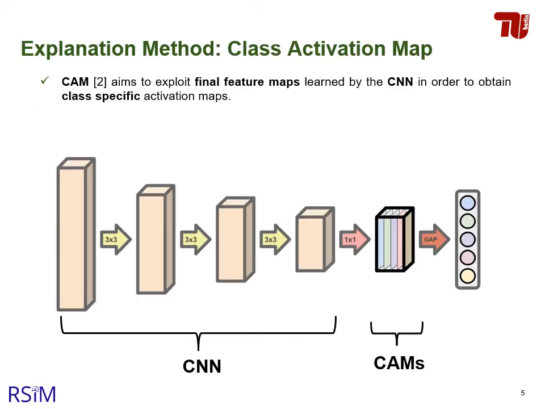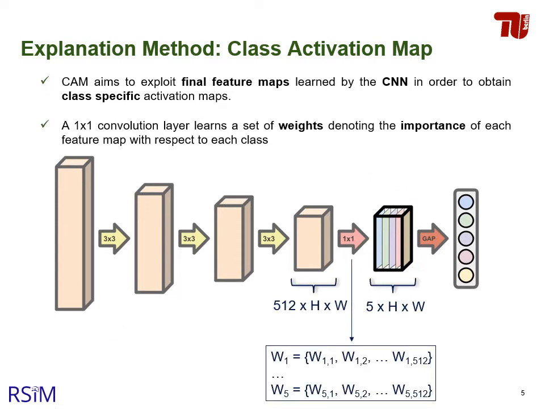So we're going to start with CAM, and so the goal of CAM is to exploit the learned feature maps from a CNN in order to obtain a set of class-specific activation maps. And so this is achieved by inserting a 1x1 convolution layer after the final features of the CNN, which then outputs a CAM for each class. The 1x1 convolution layer learns a set of weights, which give the importance of each of the feature maps with respect to a target class. So here we have 512 weights for class 1, and the same for class 5.